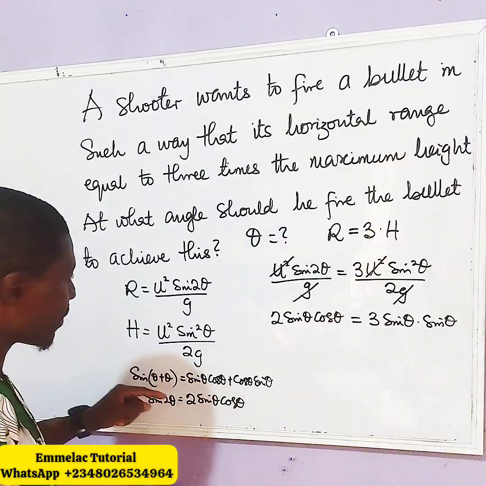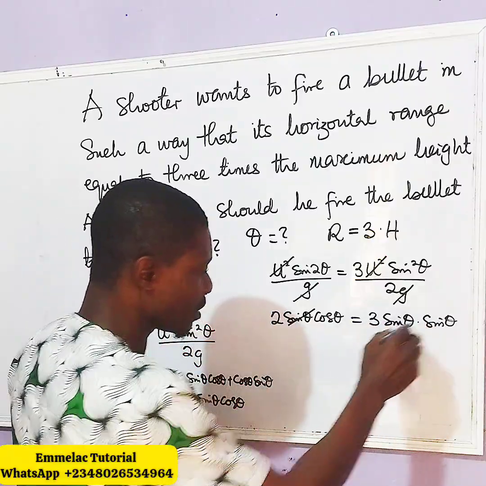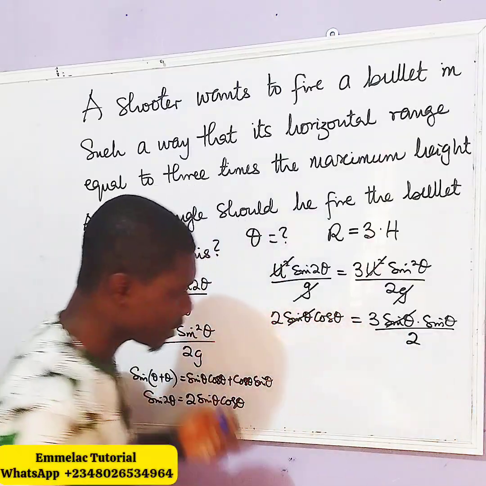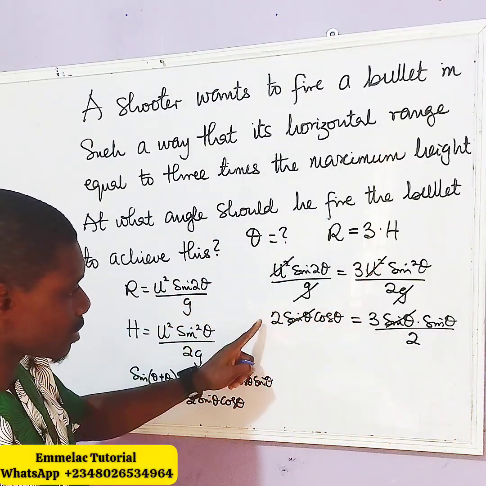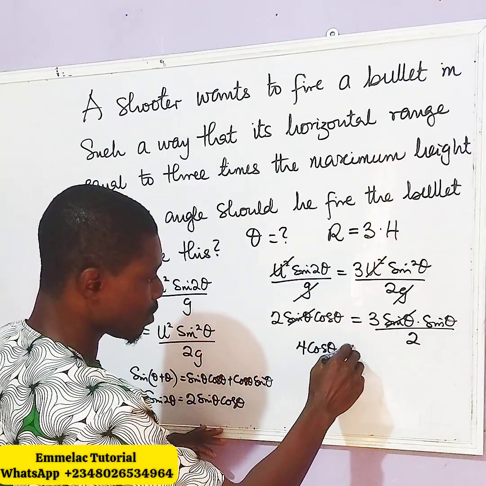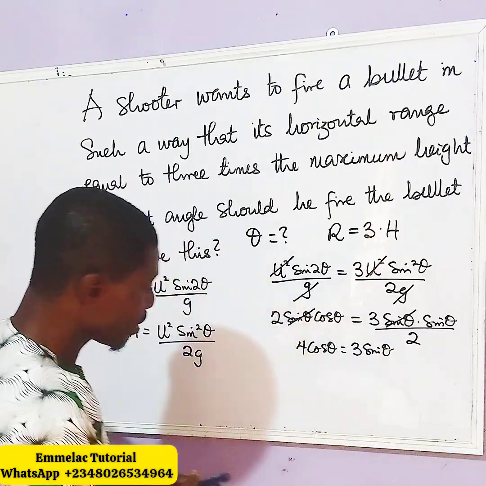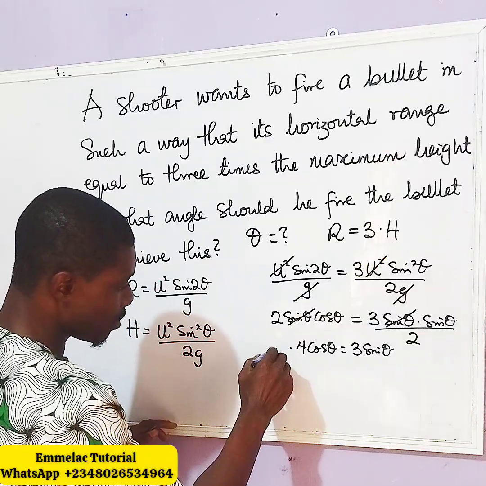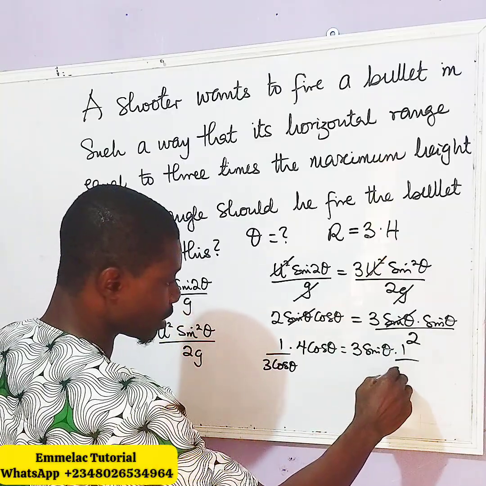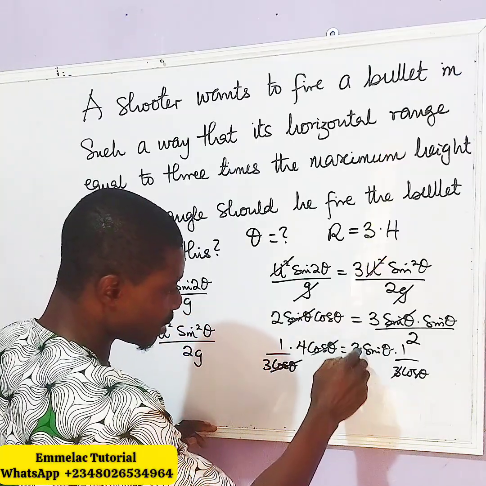So from here, you can see we have sine theta here and sine theta here. You can just eliminate this. Sorry, we have over 2 here, so let's multiply both sides by 2. When multiplying, we have 4 cos theta equals 3 sine theta. Let's multiply both sides by 1 all over 3 cos theta. Now this eliminates this, and 3 eliminates 3.